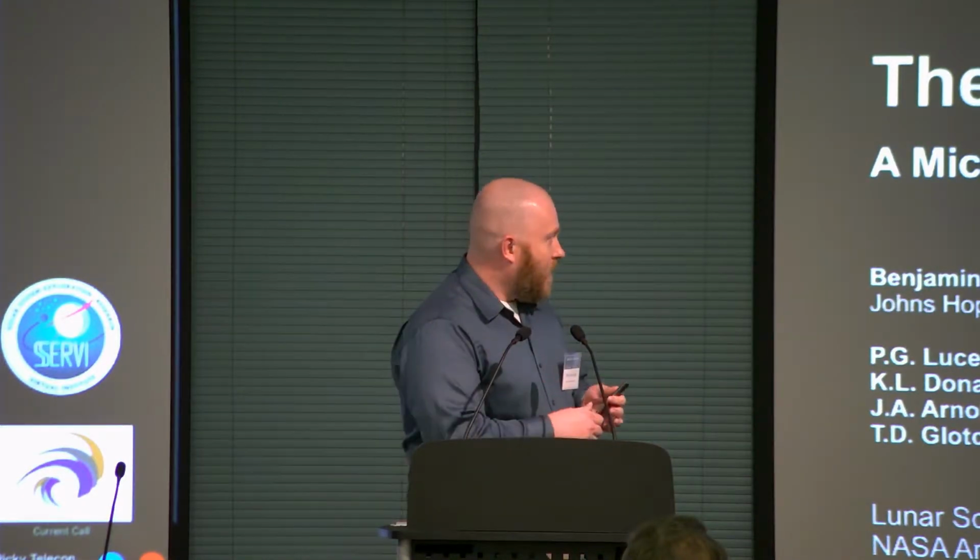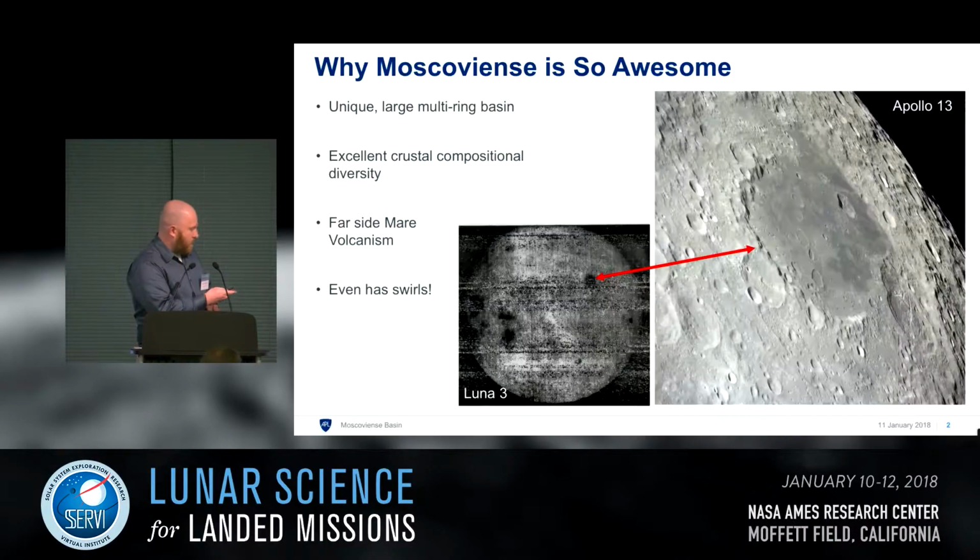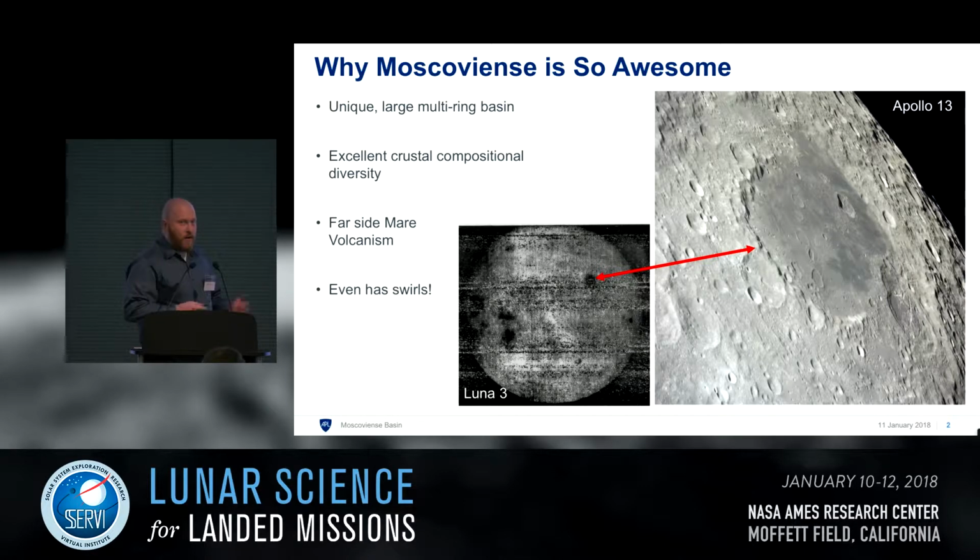Okay, so I'm going to start off by talking about Moscoviense Basin and why it's a really interesting place where you can get a whole bunch of different crustal lithologies, basically the whole column from the surface to the lower crust in one location. Okay, so start off, why Moscoviense?